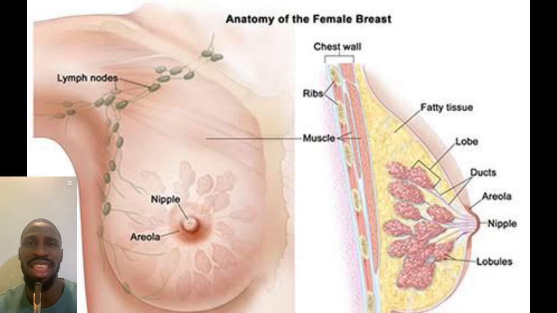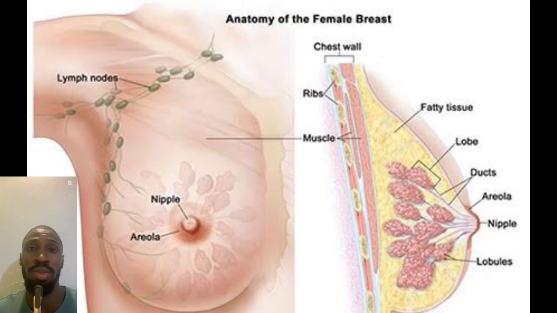The areola is a circular area of pigmented skin around the base of the nipple. It has many sebaceous glands, especially in the outer margin, which help to secrete sebum, the oily part of the skin. So it secretes sebum, which helps to nourish and prevent the nipple from cracking. So it prevents the nipple and the areola from cracking basically.